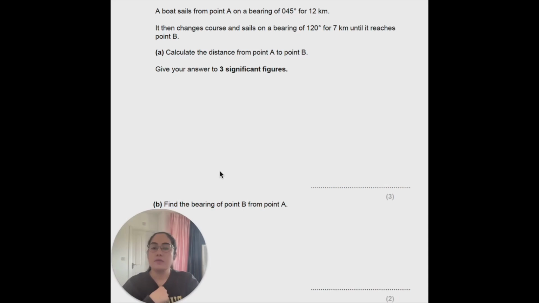A boat sails from point A on a bearing of 045 degrees for 12 kilometers. It then changes course and sails on a bearing of 120 degrees for 7 kilometers until it reaches point B. Calculate the distance from point A to point B. Give your answer correct to 3 significant figures.